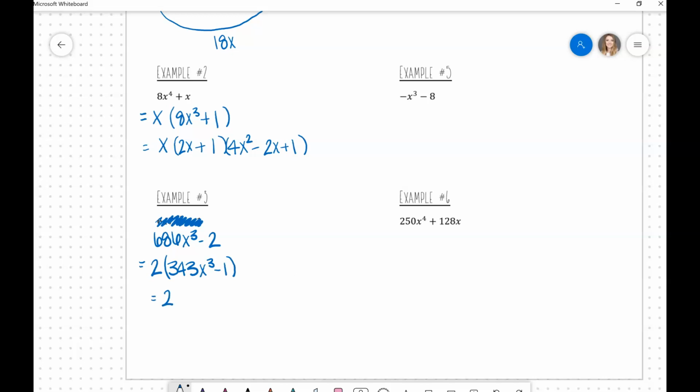Now we have a difference of cubes. The cube root of 343 ends up being 7. And then we have our x. Cube root of 1 is 1. Subtraction. Follow the same pattern. 7x squared is 49x squared. 1 squared is 1. 7 times 1 would give us 7x, positive and positive.